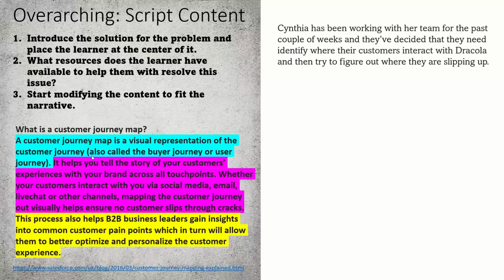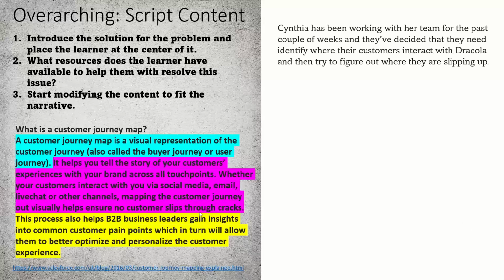If I look at the content, a customer journey map is a visual representation of the customer journey. It helps you tell the story of a customer's experiences with your brand across all touch points, whether your customers interact with you via social media, email, live chat, or other channels. Mapping the customer journey out visually helps ensure no customer slips through the cracks. This process also helps B2B business leaders gain insight into common customer pain points, which in turn will allow them to better optimize and personalize the customer experience. So this is the content.